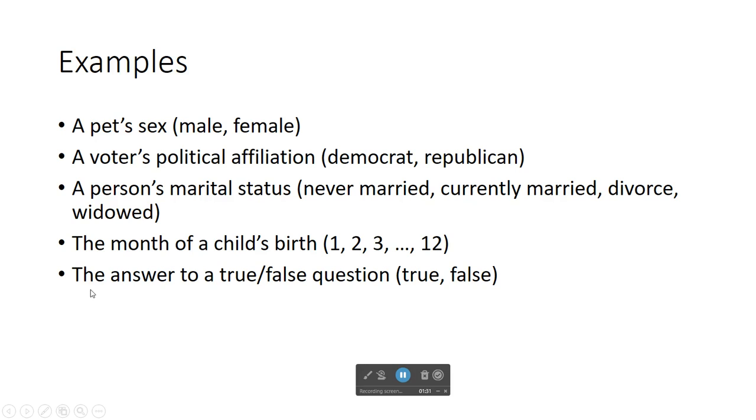And the answer to a question that's true or false, yes or no, these are all different categories that we can name.